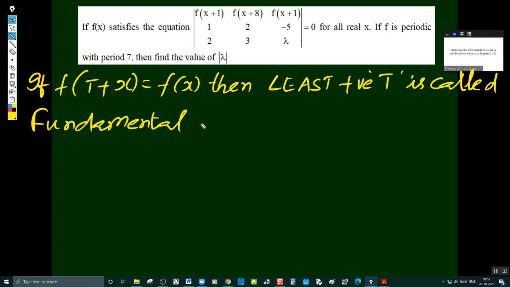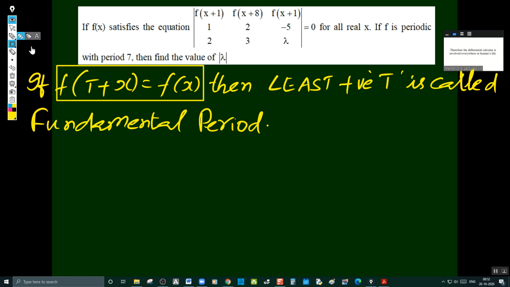Do you remember this? Yes or no? Because it is important as far as the objectives are concerned. This is important. Literally speaking, in the CBSE NCERT textbook, this concept is not at all given. Not at all given. But it is important as far as objectives are concerned.